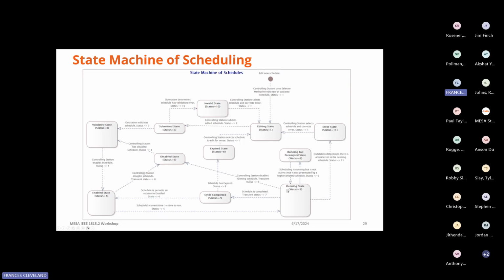Then if it's just a single one, it goes up to the disable state. If it's a cycle and there's going to be more, it's going to run every Tuesday. It will go back to the enabled state and wait for the next Tuesday to start running again. And then there's error conditions and expired and so forth. I won't go into those.